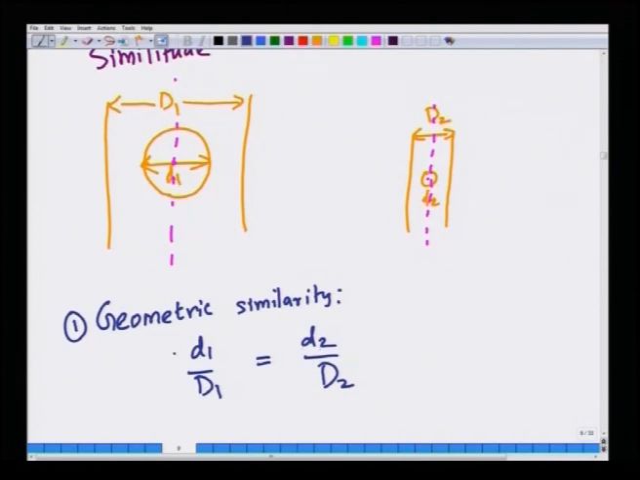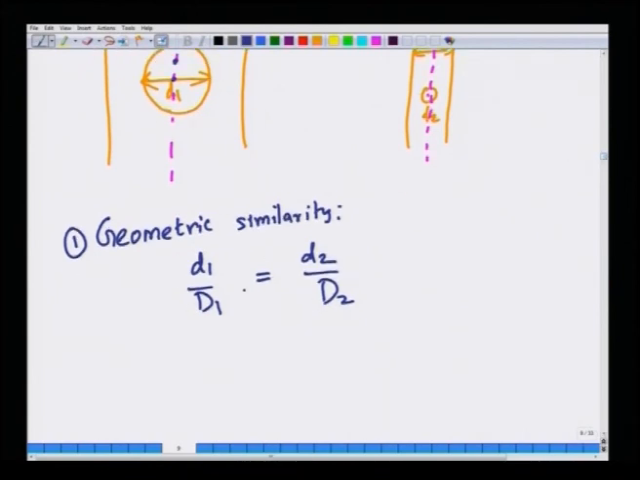So, we should have first of all the center of the pipe and the center of the sphere coinciding on the same axis, and we should also have the ratios of these two length scales be the same, otherwise geometric similarity is not possible. Now, that is one important similarity. The second requirement is kinematic similarity. If this is not the case, then you will not have geometric similarity.